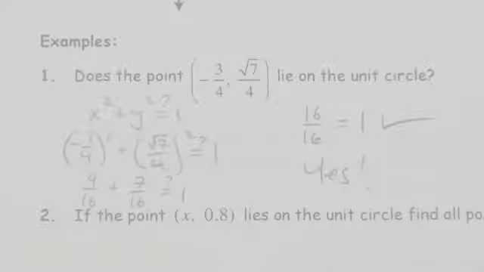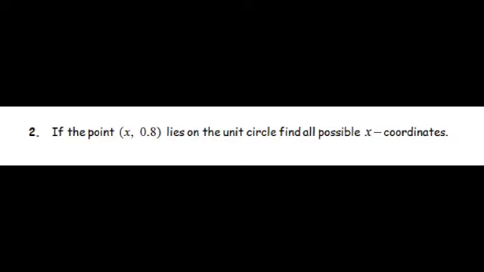If the point x comma 0.8 lies on the unit circle, find all possible x-coordinates.